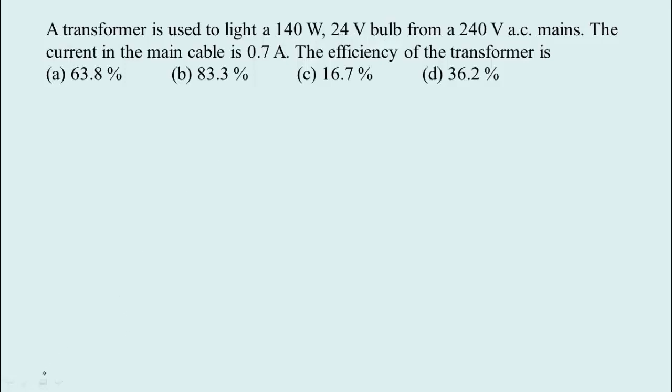That means this 140 watt and 24 volt is output. From the source, the AC main 240 volt, this is input. From this 240 volt main supply, we are utilizing only 24 volt to light a bulb of power 140 watt. The current in the main cable is 0.7 ampere. We have to calculate the efficiency of the transformer.